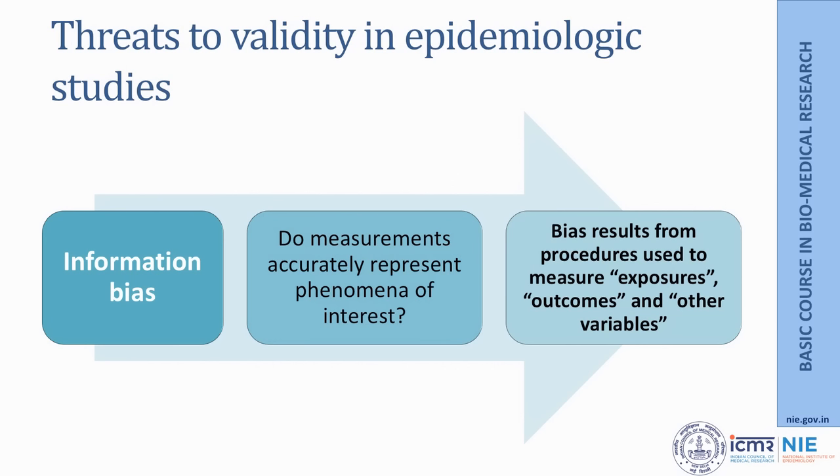What we need to make sure is that the measurements that we are doing accurately represent what it actually is. The level of exposure is accurately measured, whether there is an outcome present or absent is accurately measured, and other variables such as socio-demographic, age, gender, education, income, all those variables are also appropriately measured.